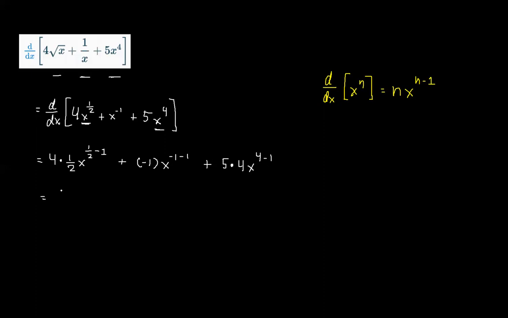Let's now simplify. 4 times 1 half is basically 2. Then copy the variable. Then this one, 1 half minus 1 will give you negative 1 half as a result. That's it.